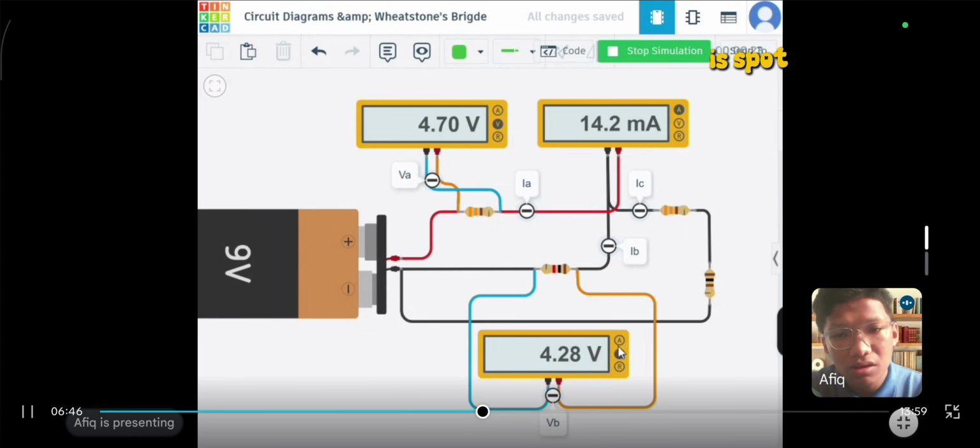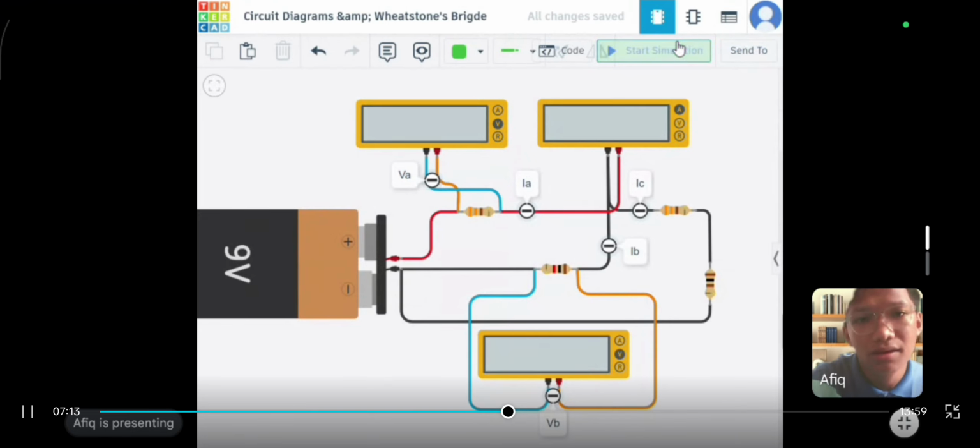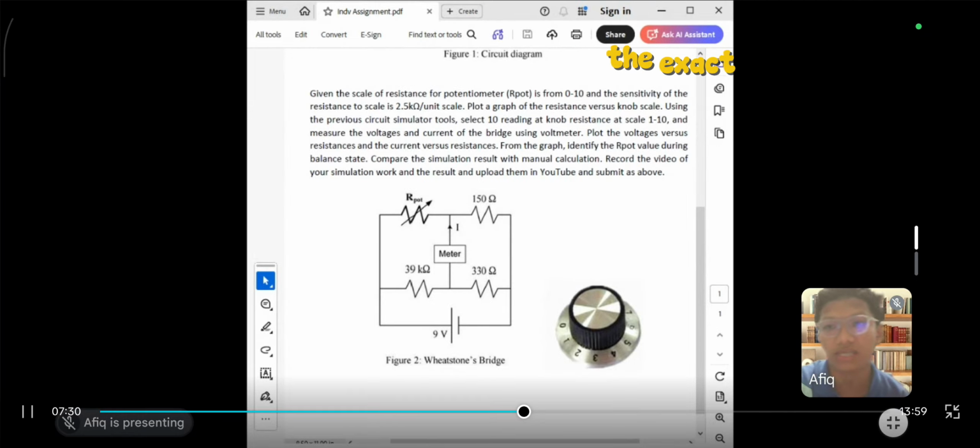Okay, so that's all for circuit 1, and next we are going to circuit 2, Wheatstone bridge balance. Now let's move on to part 2 of our assignment, where we analyze the Wheatstone bridge circuit. Our main objective here is to understand the relationship between the bridge parameters and find the exact balance point where the circuit achieves complete equilibrium, meaning the current through our central meter drops to absolute zero.